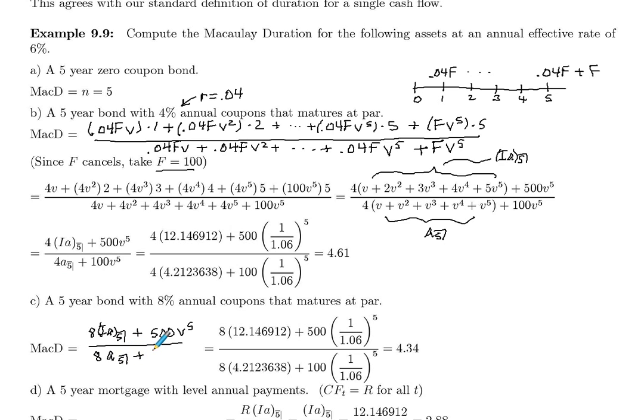And then the redemption is 100 if we take face value equals 100, v to the 5th. And then, actually, I-A angle 5 we brought down from here, and A angle 5 right here we brought down. So those stayed the same. And we computed that duration and got 4.34. Okay, doing the calculator work.